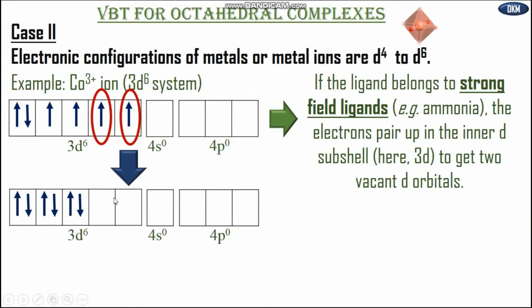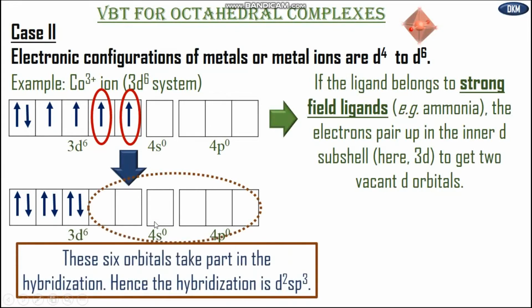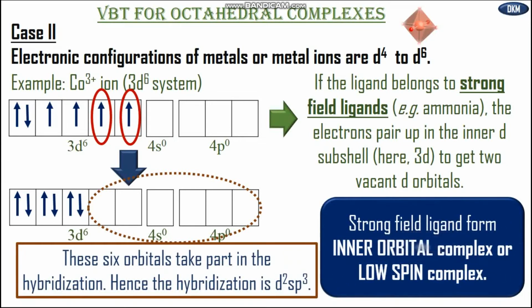These two vacant inner d orbitals along with 4s and 4p take part in hybridization. Hence, the hybridization is d2sp3. So we can conclude that metals or metal ions having electronic configuration d4 to d6 form inner orbital or low spin complexes with the strong field ligands.